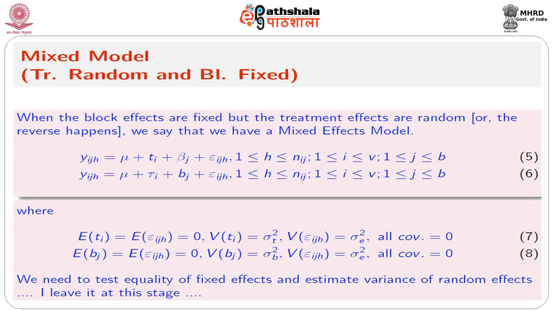So with reference to model 5, for the blocks we have the fixed effects, so we need to test whether the block effects are equal or not. For the treatment effects, we need to estimate the variance component sigma square T. Similarly, for model 6, we need to estimate the variance component sigma square B, and we need to test equality of the fixed treatment effects tau i's. So that is how the model is interpreted and the inference problems are posed.